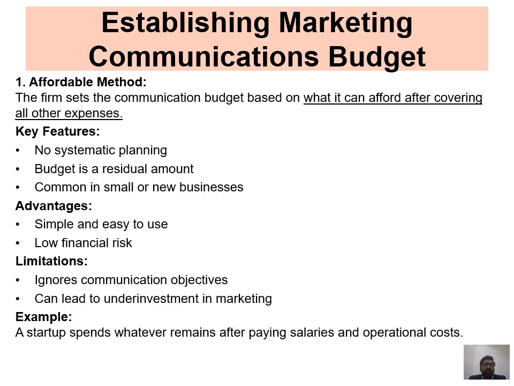The firm sets the communication budgets based on what it can afford after covering all the expenses. So we are talking about different types of communication budgeting methods. So first is affordable method. So in this method, a firm sets the communication budget based on what it can afford after covering all the expenses. There are some limitations also because this ignores communication objective and this can lead to under investment in marketing.